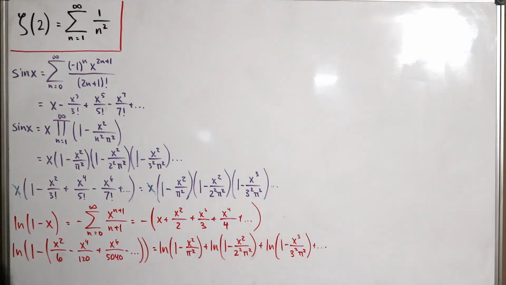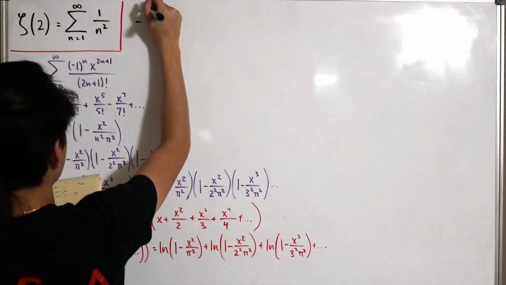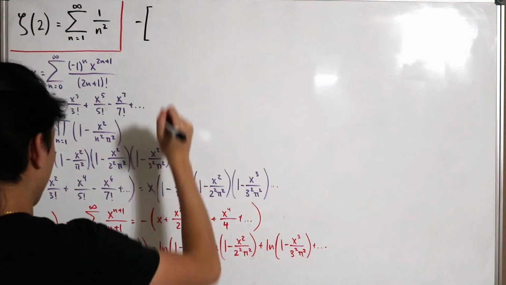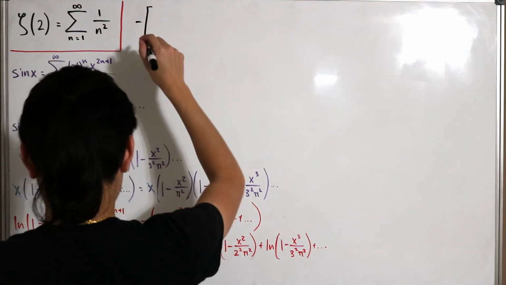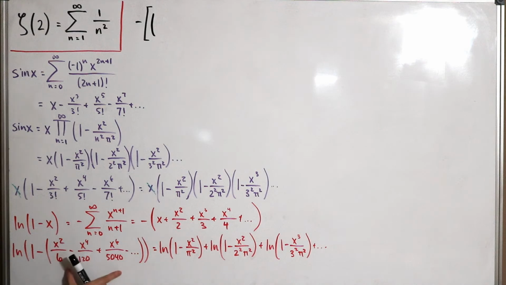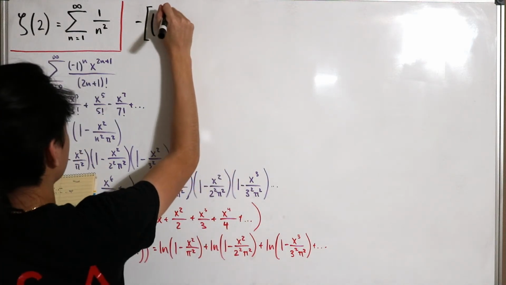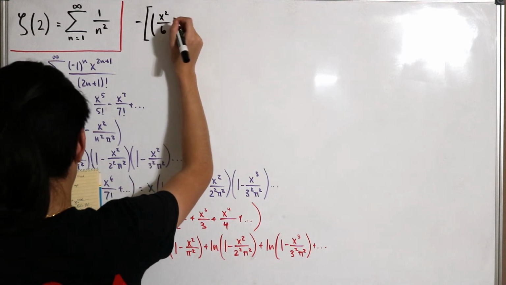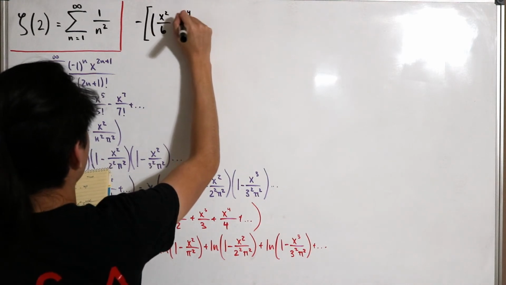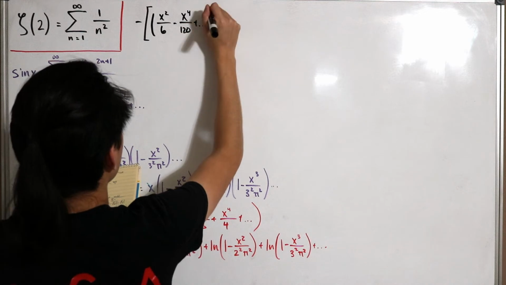Okay, so now starting with the left hand side, we'll use this fact. If we do all this, we have a negative, and then now take the natural log with that series expansion. So we plug the input into this following series expansion. Start with the first term, we have x squared divided by 6, subtract x to the 4th divided by 120. I'm just going to stop here.